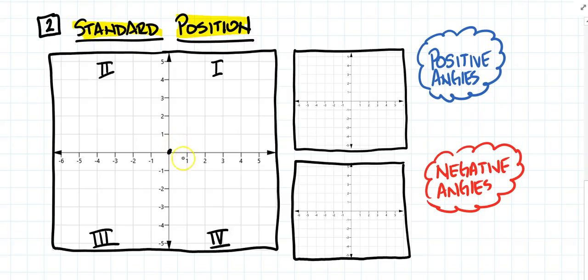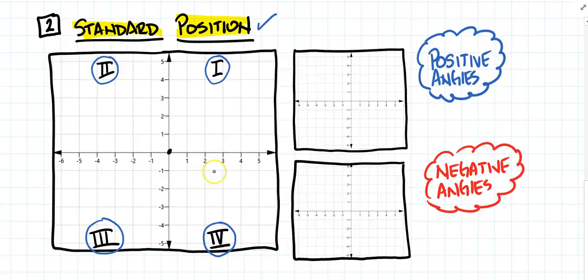Okay, so box number 2, we're going to talk about what it means for an angle to be in standard position, okay? Over here on the left-hand side, I have a coordinate plane, and recall that quadrant number 1 is the top right, quadrant number 2 is the top left, quadrant number 3 is the bottom left, and quadrant number 4 is the bottom right.